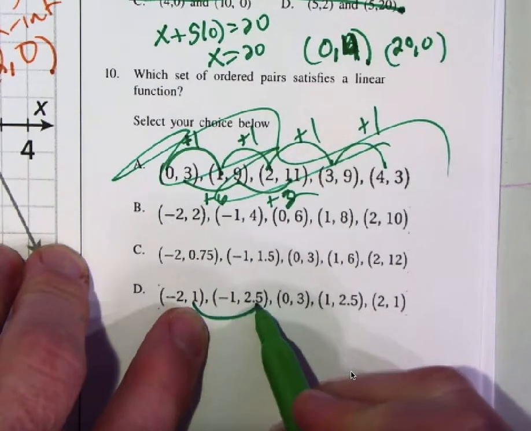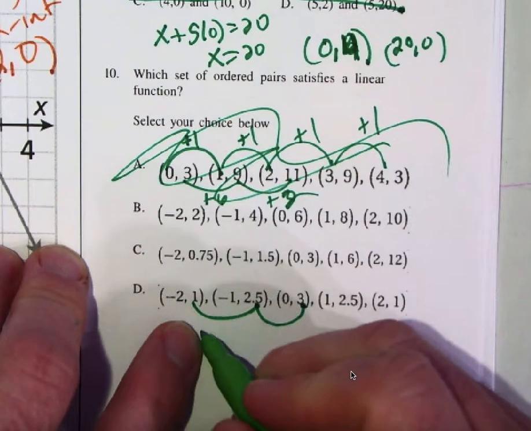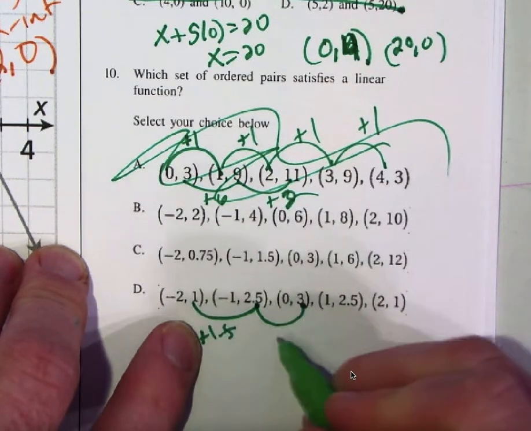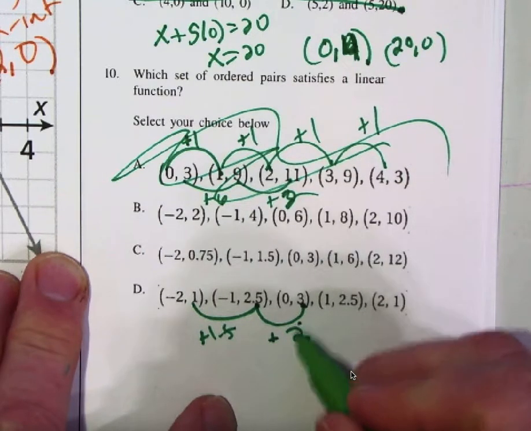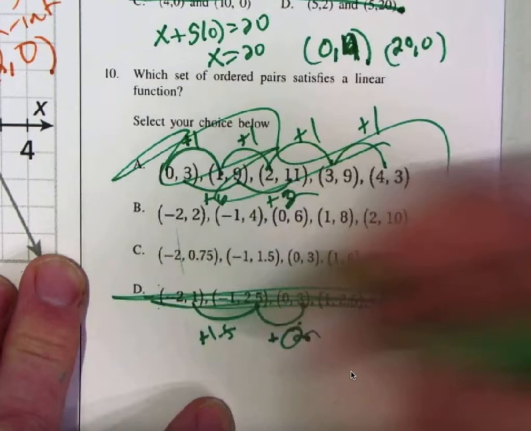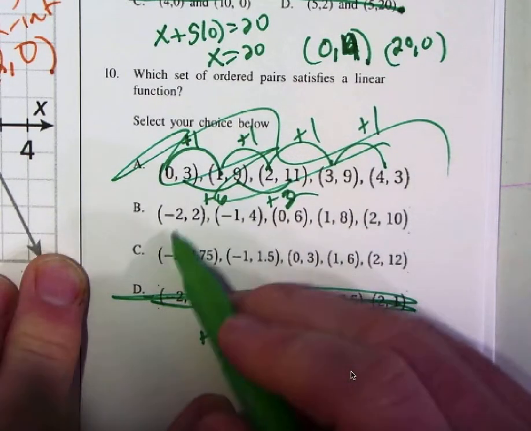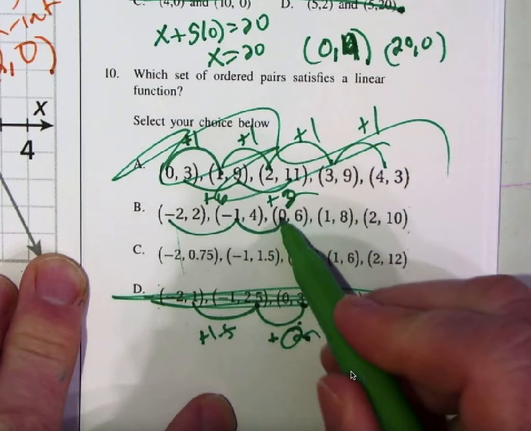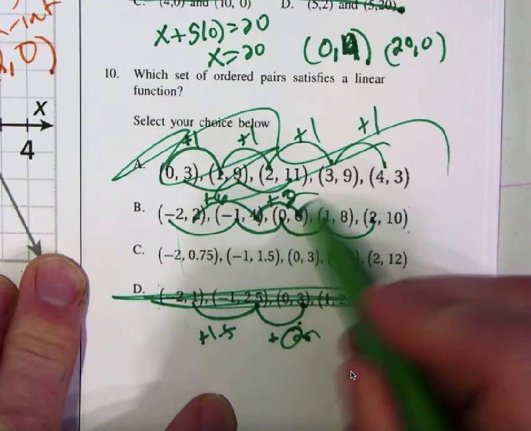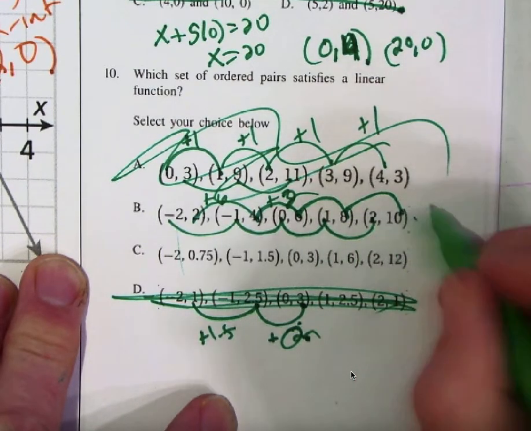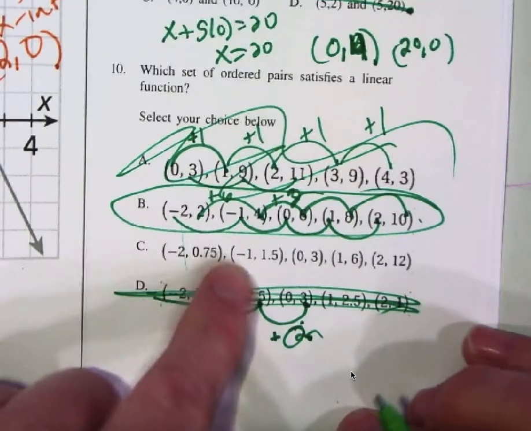Just look here. That's 1.5. And this is plus 1.5, but then this is plus 0.5, so it can't be that. So it's either B or C. Plus 1, plus 1, plus 1, plus 1, plus 2, plus 2, plus 2, plus 2. There it is. There's our linear function. We see a constant rate in both x and y.